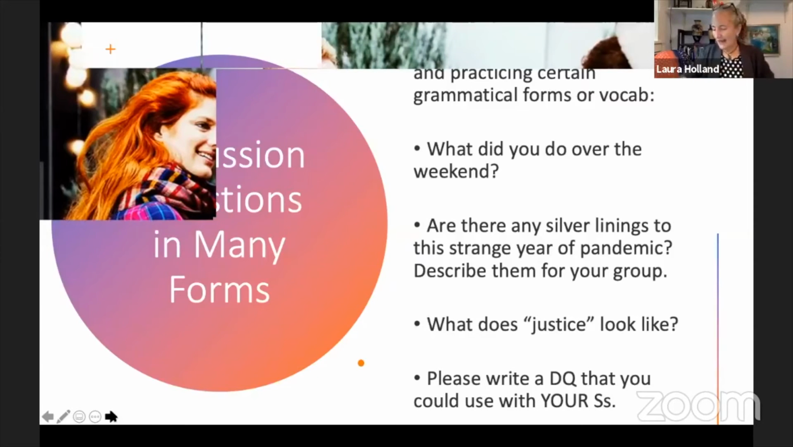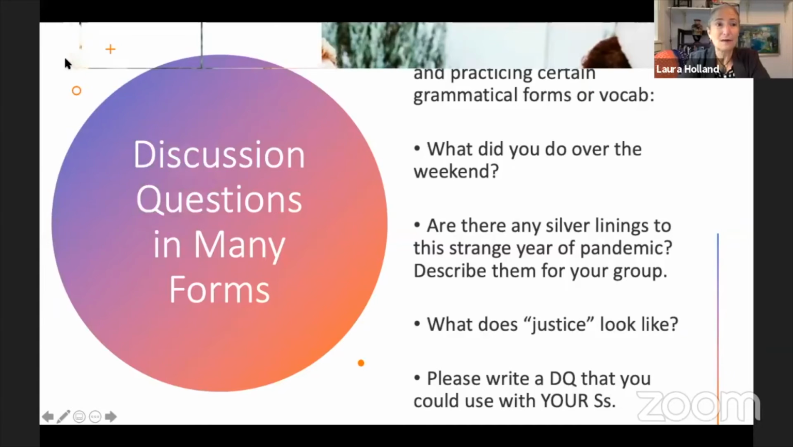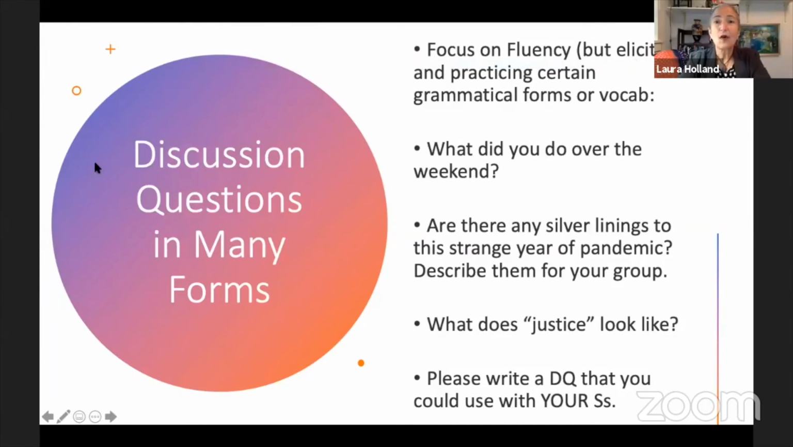All right, let's talk now about discussions, because they come in many, many forms. I teach a lot of oral skills classes, and you can have a lot of focus on fluency. However, if you plan your questions carefully, you can elicit and practice certain grammatical forms. So for example, what did you do over the weekend? We're asking them a real question we don't know the answer to, but they have to use, and then I'll say, don't forget your past tense.